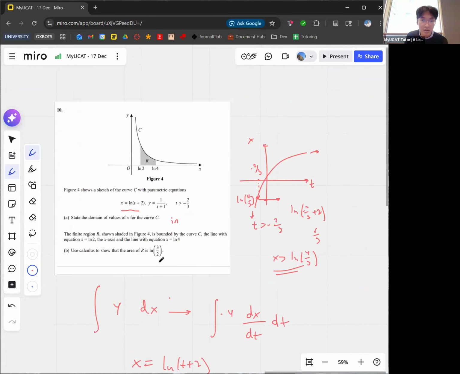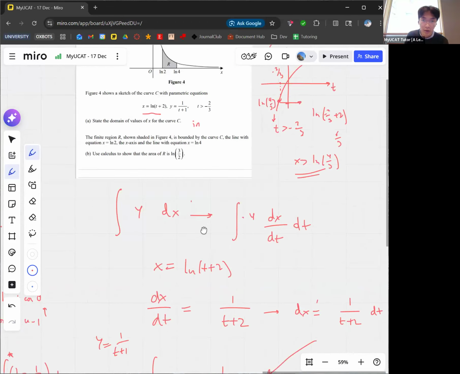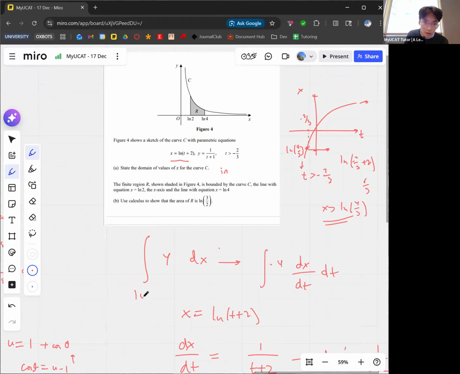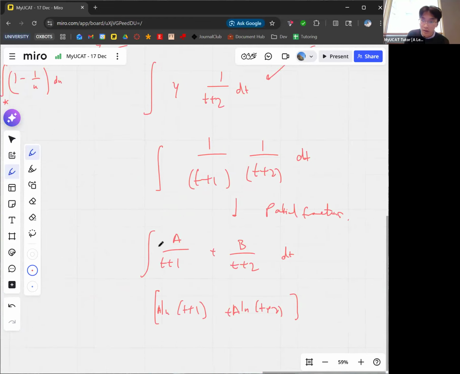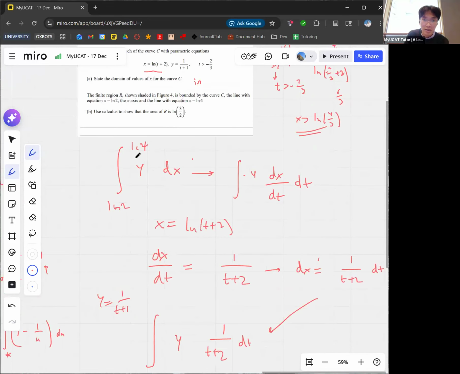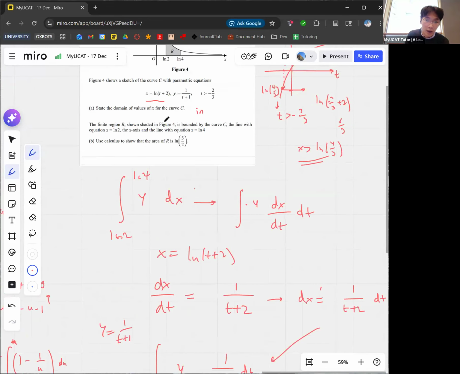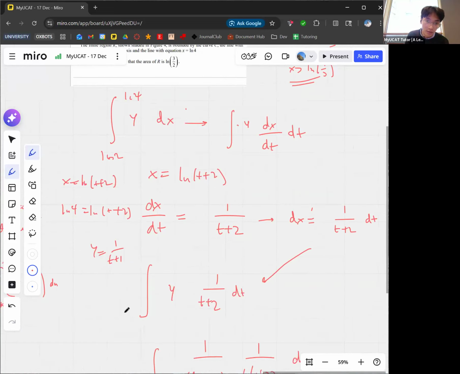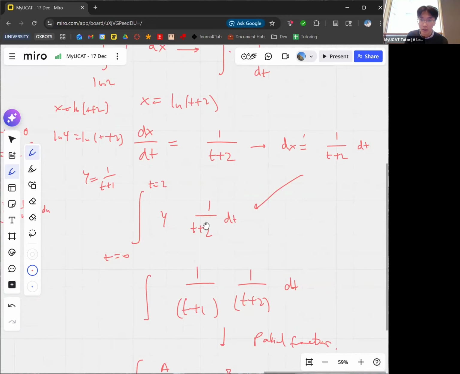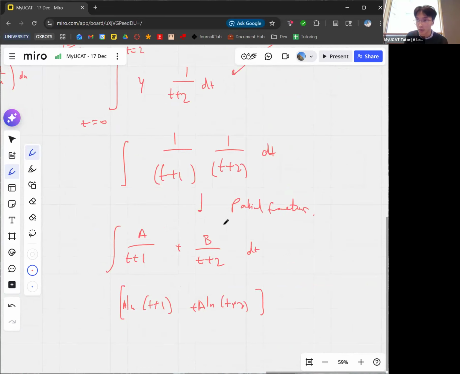To work out your limits, look at these, right? You're integrating between natural log of 2 to natural log of 4. And so then you would convert this into t. Because you know x equals ln t plus 2, plug this into here. So that's natural log of 4 equals natural log of t plus 2. So you know the integral is from t equals 0 to t equals 2. Yeah, you would simplify using log rule.